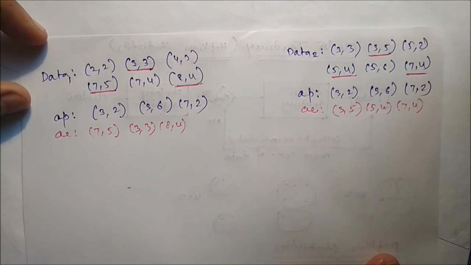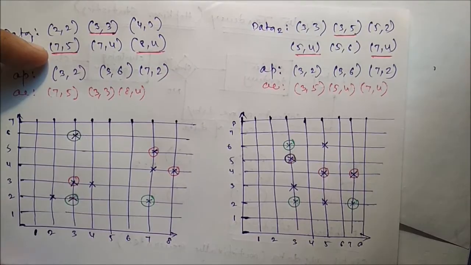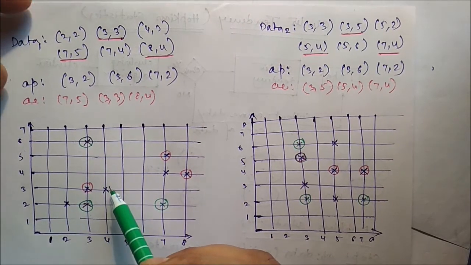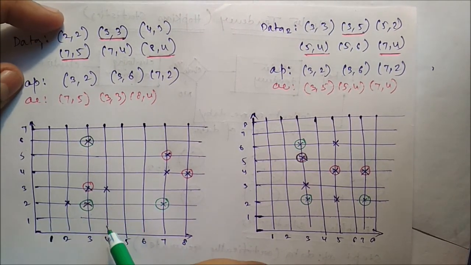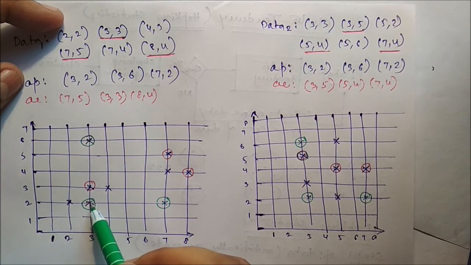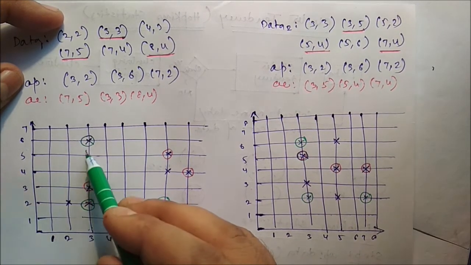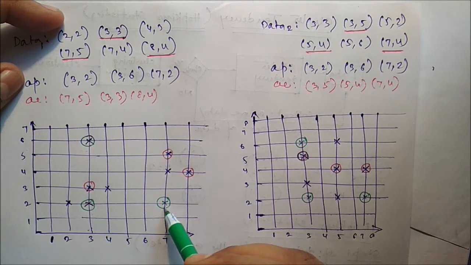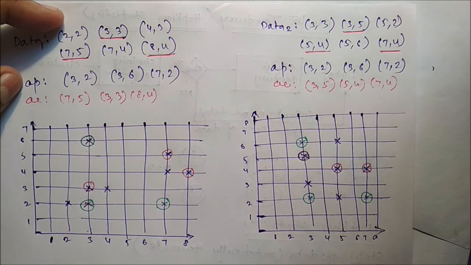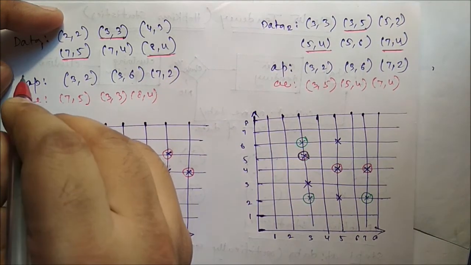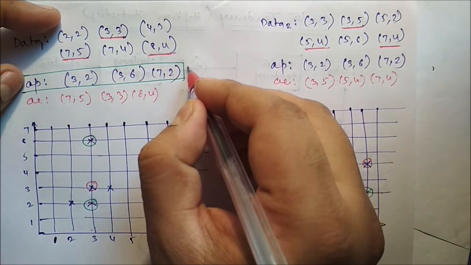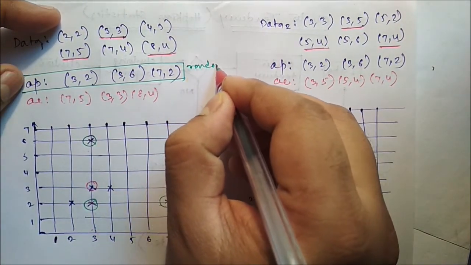Now try to plot this data. You can see here these AP values are randomly generated: 3, 2, 3, 6 and 7, 2. The green colors are the artificially generated, randomly generated values.